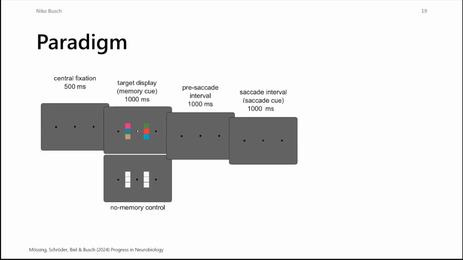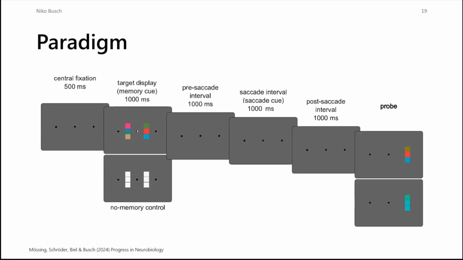Now we show them another cue, instructing them to make an eye movement, a saccade to either the right or the left fixation block. They had 1 second to execute the saccade, and then this was followed by the final post-saccade interval, and that's the interval we're actually most interested in. Finally, when they were probed, they had to do a change detection task and report that this color is not the same as this color. That's the task.